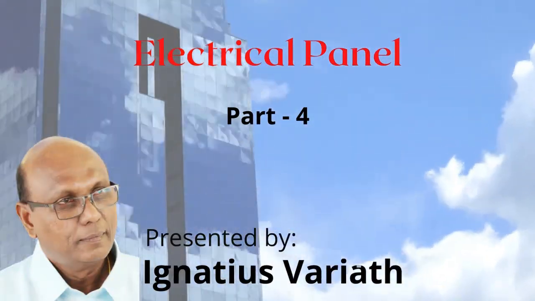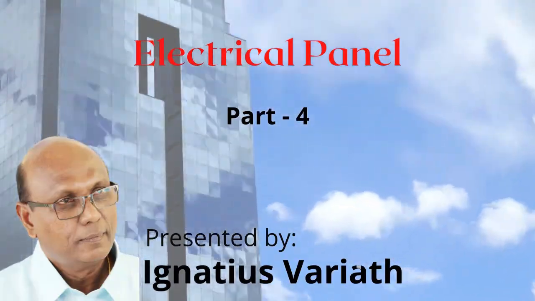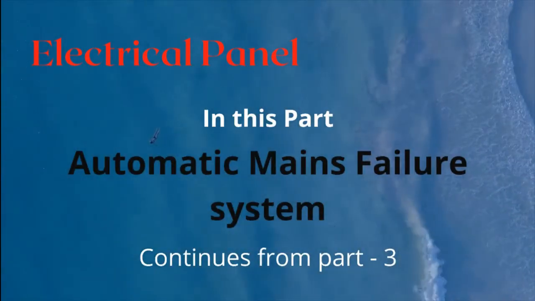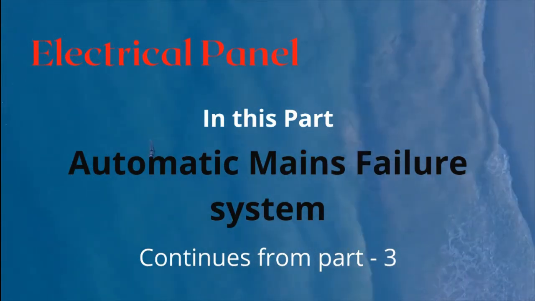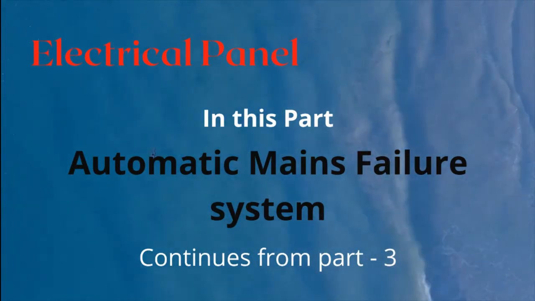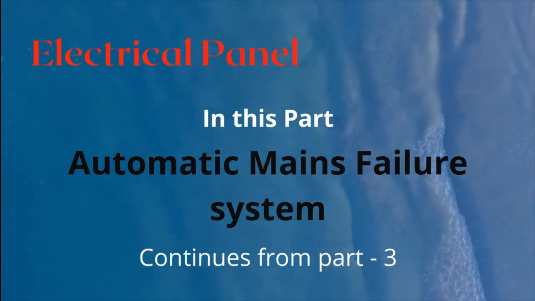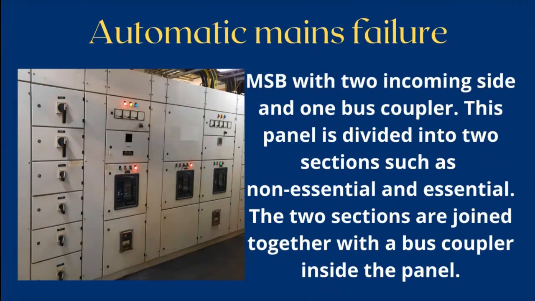Electrical panel part 4. Automatic mains failure system, continues from part 3. MSB with 2 incoming sides and 1 bus coupler. This panel is divided into 2 sections, such as non-essential and essential.